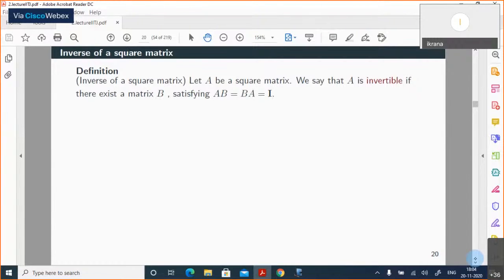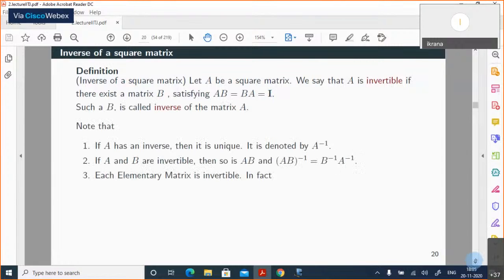The first one is going to be exploring the inverse of a square matrix. So we say that a square matrix A is invertible if we can find another square matrix B of the same order such that AB equals BA equals identity. One proves that such a matrix, if it exists, is unique and is called the inverse of the matrix A. So we want to explore this possibility.